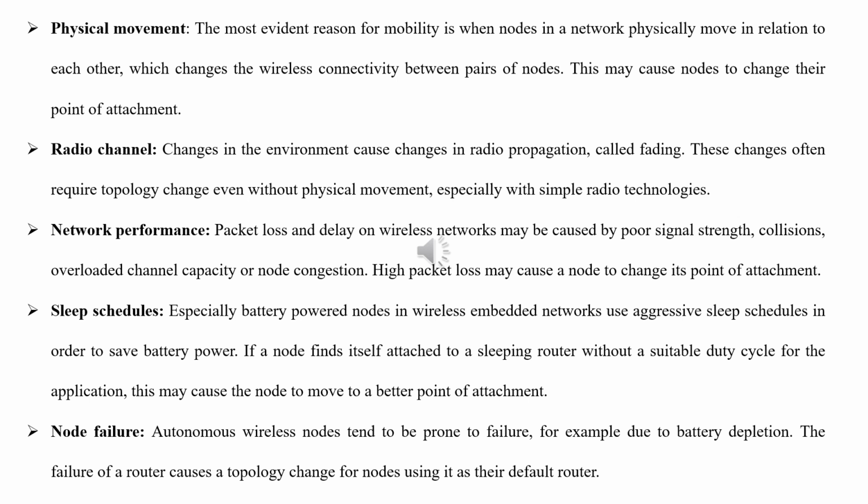Next is sleep schedule. Especially battery-powered nodes in a wireless embedded network use aggressive sleep schedules in order to save battery power. If a node finds itself attached to a sleeping router without a suitable duty cycle for the application, this may cause the node to move to a better point of attachment. Next is node failure. Autonomous wireless nodes tend to be prone to failure, for example, due to battery depletion. The failure of a router causes a topology change for nodes using it as their default router.